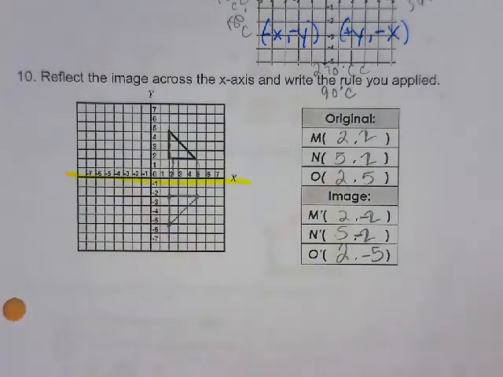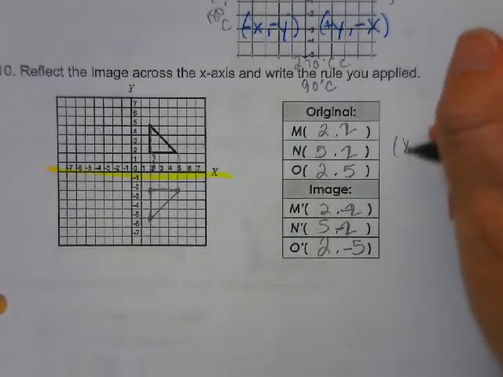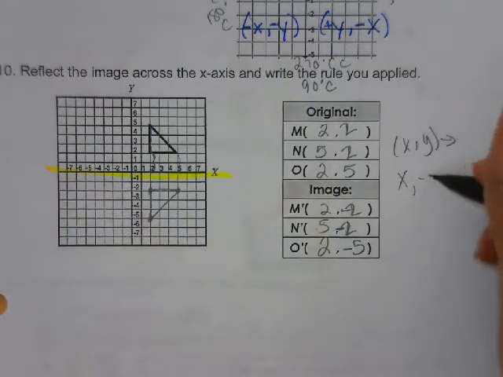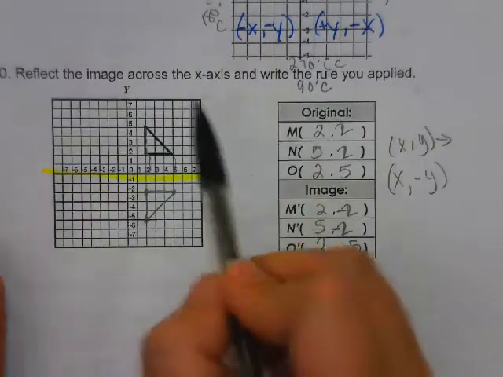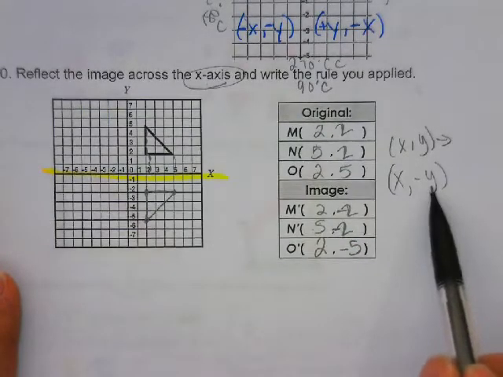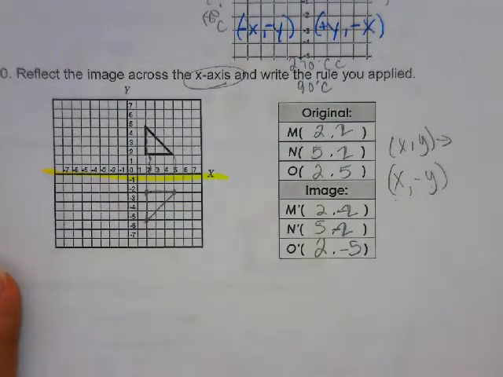Whew. Rough day. So my rule is going to be x, y, and I can see that my x's stayed and my y's changed. Remember what we talked about? If you're going across the x-axis, the y is going to change sign, and if you're going across the y-axis, the x is going to change sign.